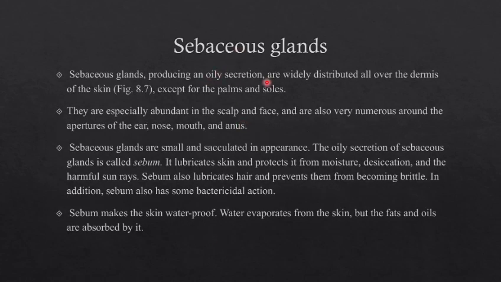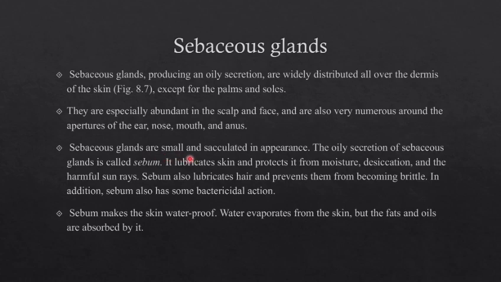Fourth one is sebaceous glands, also called oil glands. They produce an oily secretion and are widely distributed all over the dermis of the skin, except the palms and toes. They are especially abundant in the scalp and face, and also very numerous around the apertures of the ear, nose, mouth, and anus.